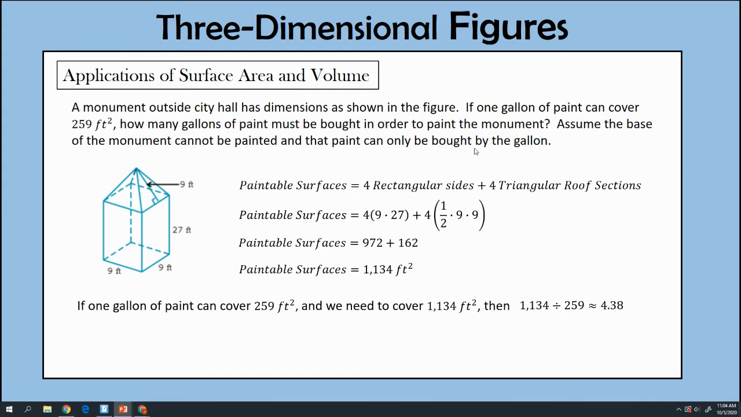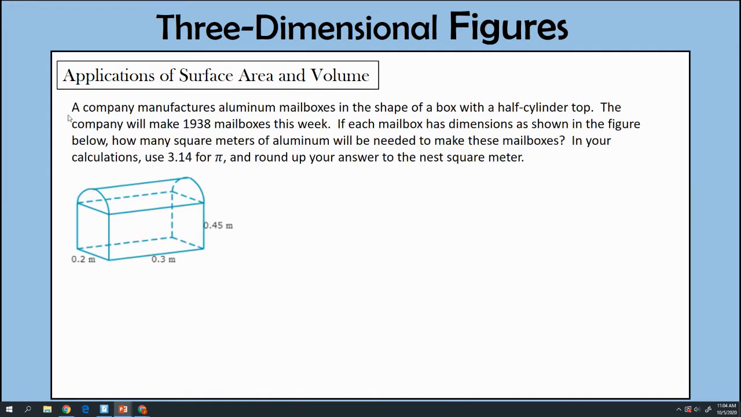All right. Now it also says that paint can only be bought by the gallon. So in this case, we have to round up and buy 5 gallons of paint, right? 4.38, you just need a little bit more than 4 gallons. You got to buy that fifth gallon in order to be able to paint this whole thing. So you got to buy 5 gallons of paint. Okay, so there's a look at an application question that also involves a combination of our shapes. Let's look at another one here.